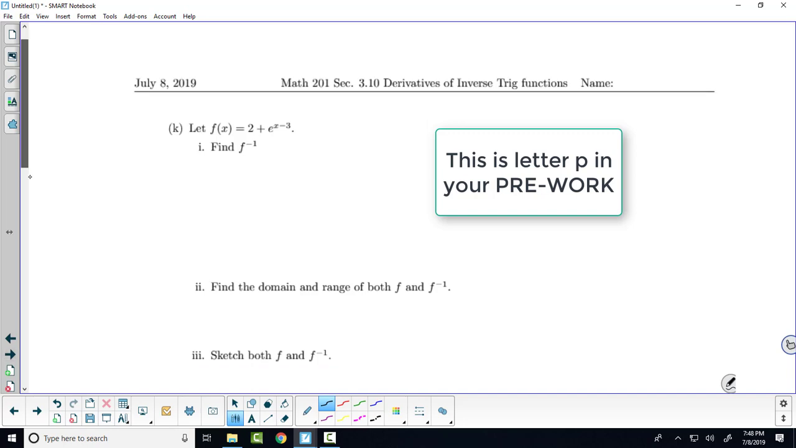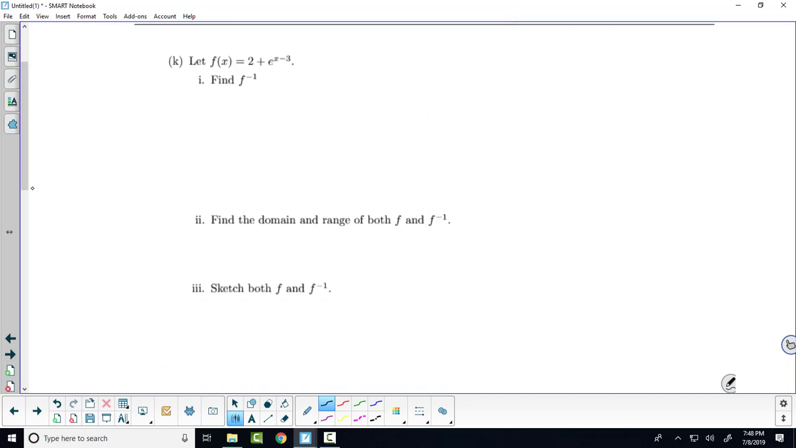So here I've got a function. F of x is equal to 2 plus e to the x minus 3. Let's find its inverse. Well, don't go looking for a needle in a haystack unless you know it's there. If we're going to find an inverse, we better know that this function's invertible. How would we know if it's invertible? It's 1 to 1. Is it? F is 1 to 1. So it makes sense to ask what is its inverse.